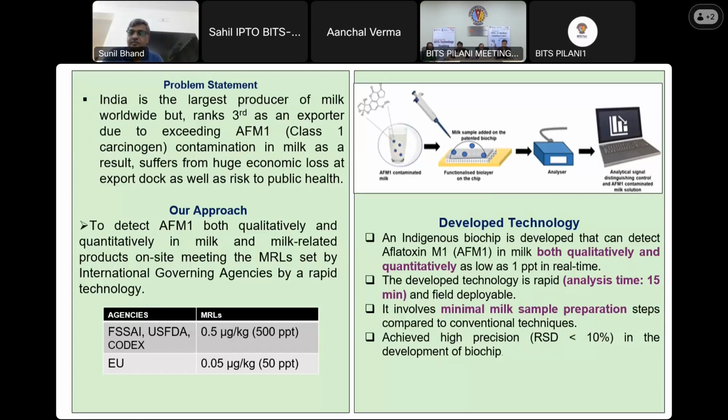I will come to the other competitive or existing methods, but our technology is indigenous. It has been jointly developed with a thin film device, which uses a very low cost material against the market, which uses gold and very expensive materials. We probably claim we are the best in the world in terms of detection limit, validated. So minimal sample preparation and high precision, less than 10%. Over the batch-wise analysis, we are not talking of a few samples. We have done several batches.